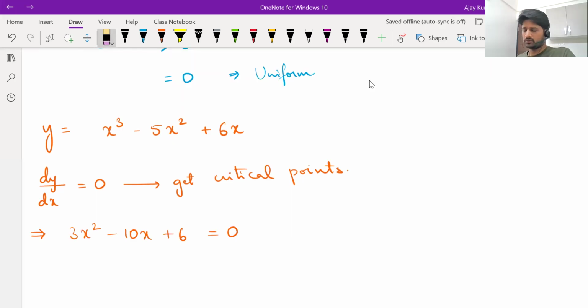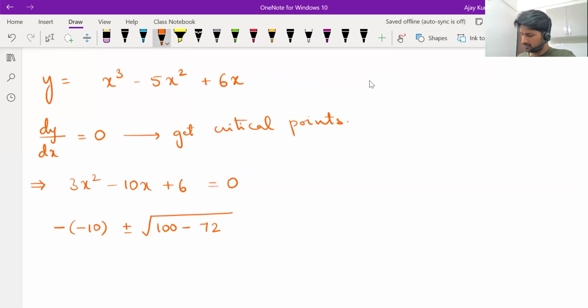What is the formula for roots of a quadratic equation? Minus b plus or minus root of b square minus 4ac, by 2a. Correct. So here, minus of b is minus 10. So minus b plus or minus under root b square, 10 square, 100, minus 4ac, 4 into 3 into 6. 4 into 6 is 24, into 3 is 72. Divided by 2a, that is 2 into 3, 6. These are the two roots.